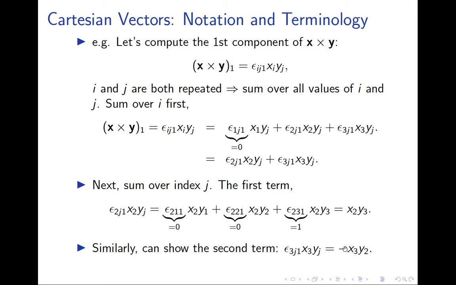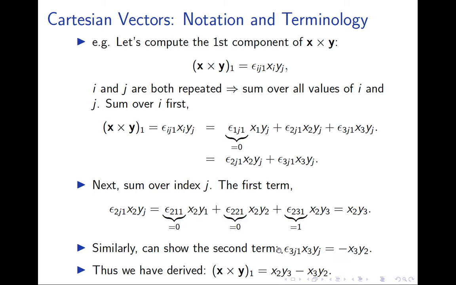You can just do it by yourself. So it's 3 and 1, so j can only take value 2. For the other cases, it is 0. So 3, 2, 1, x3 y1. And 3, 2, 1 is an anticyclic permutation of 1, 2, 3, so that's why the minus sign.